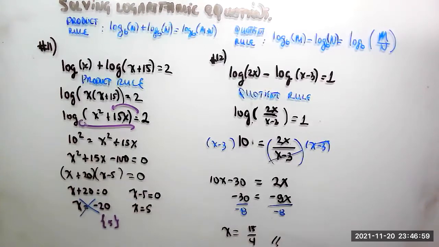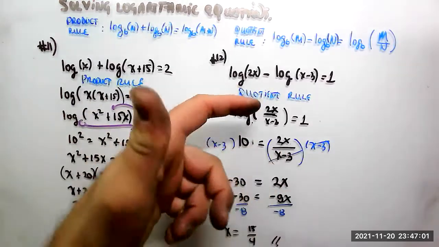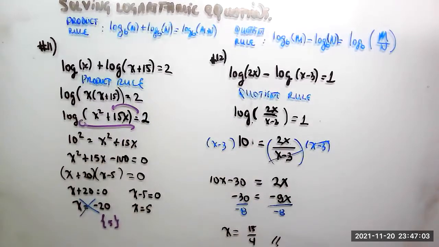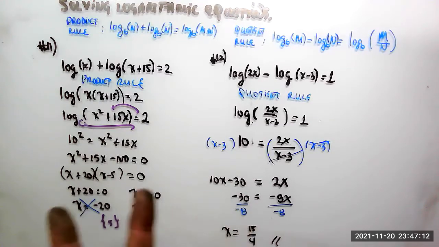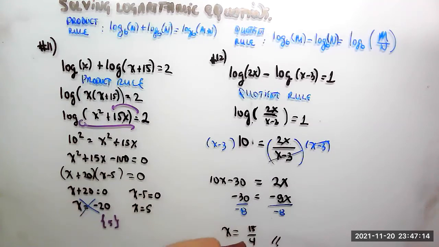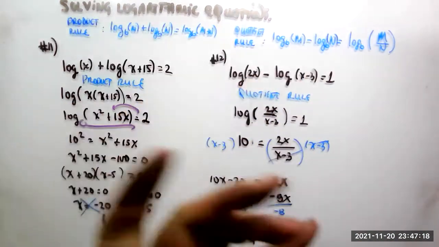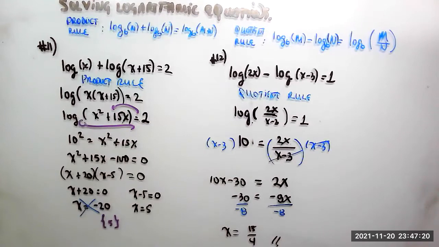Once more, we verify. When x equals 15 over 4, this number is 3 point something. Let's assume that it was 12 over 4, it would be 3. So if 15 over 4 is more than 3, 3 point something minus 3 will be positive. And here 2 times a positive number is positive. So we are safe.